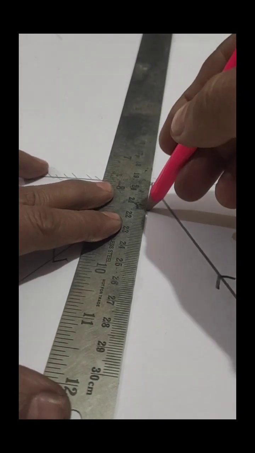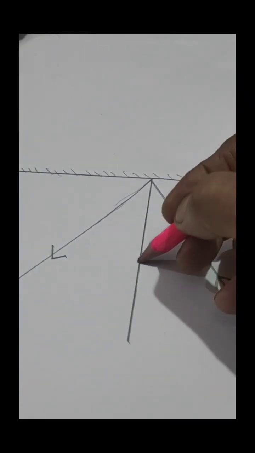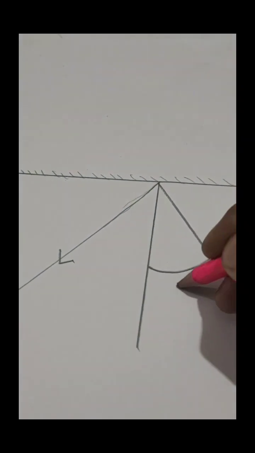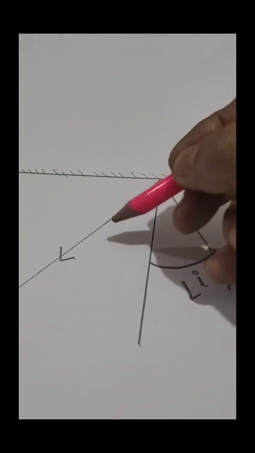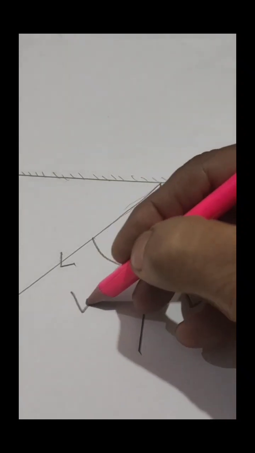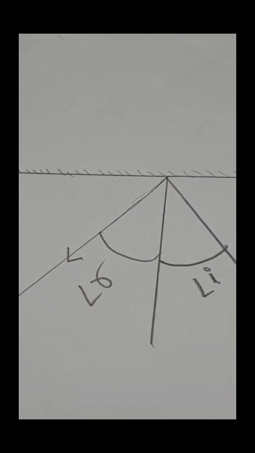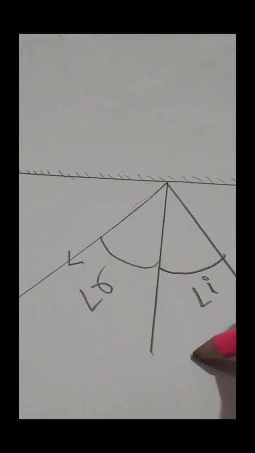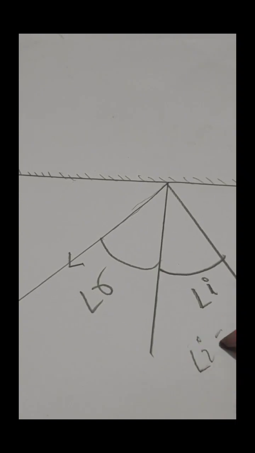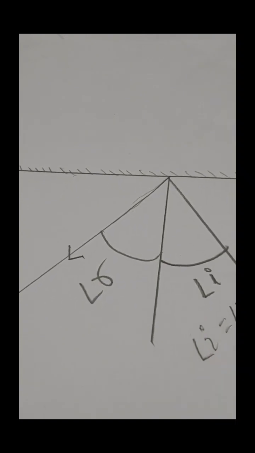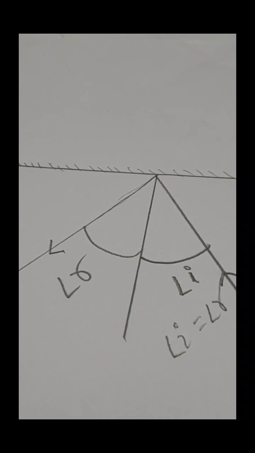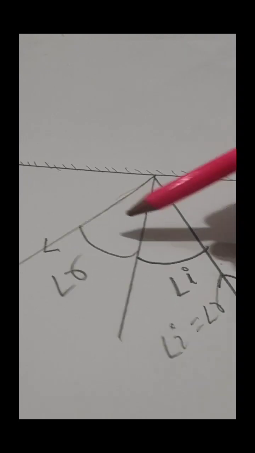Now we draw a perpendicular at the point of incidence. This angle is angle I and this angle is angle R. The angle of incidence, the angle between the incident ray and the normal, angle I is equal to angle R. This is one of the two laws of reflection. So when we measure these two angles, we find that they are equal.